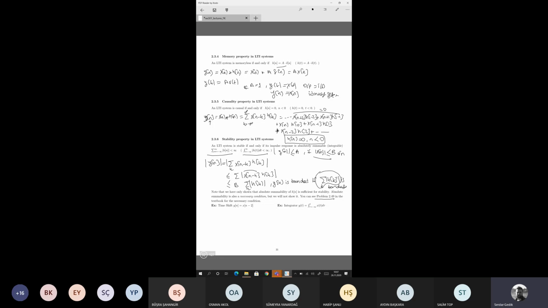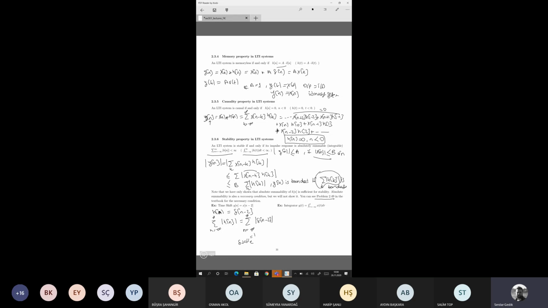Okay. Well, here I have an example. I have the time shift system. So you can now tell by heart that this is the impulse response. If you put impulse of n instead of x of n, you have this h of n. So let's check the summation from n equals minus infinity to plus infinity of the magnitude of h of n. This is the summation from minus infinity to plus infinity of impulse of n minus 2. Of course, this is equal to 1, so I have a stable system.